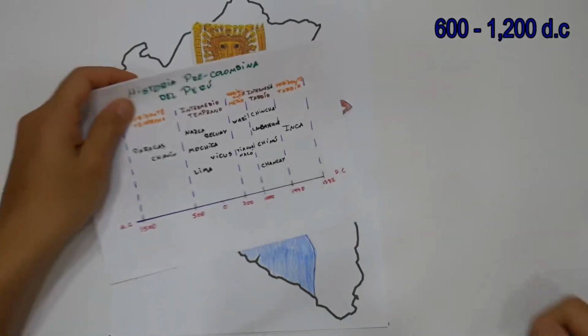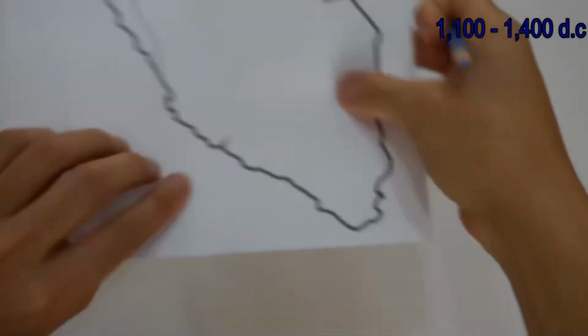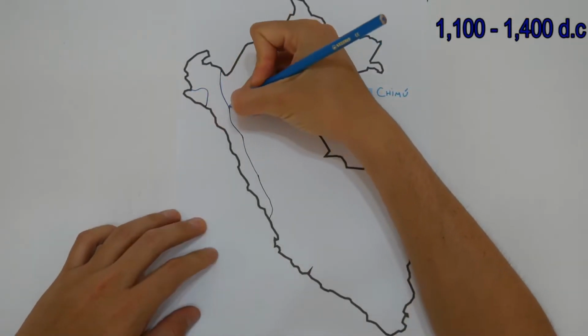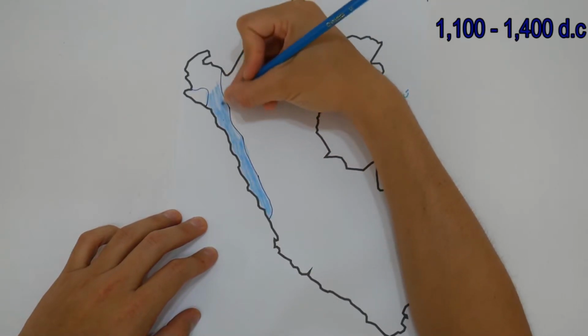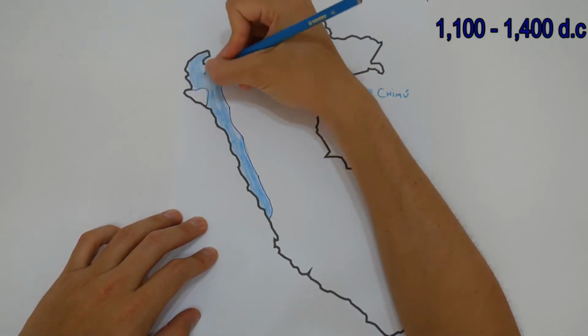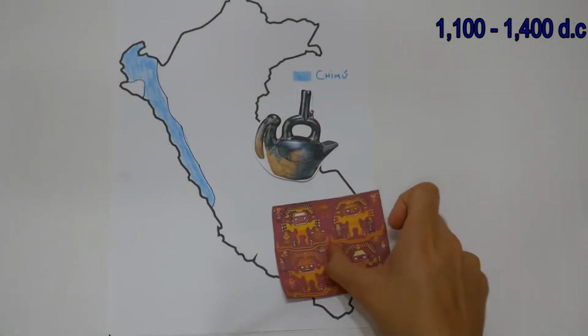thus giving way to the late intermediate period, between 1000 and 1400 AD. In this last intermediate period, the Chimu culture stands out, which is believed to be the successor of Mochica due to the similar location, but this time expanding from the Huarmey Valley to Tumbes. The Chimu excel in ceramics, textiles, and metallurgy.